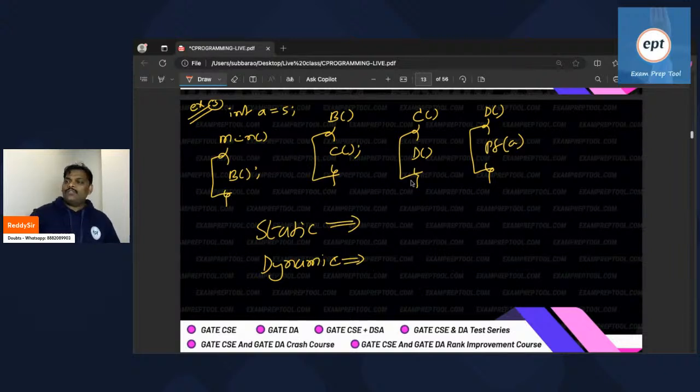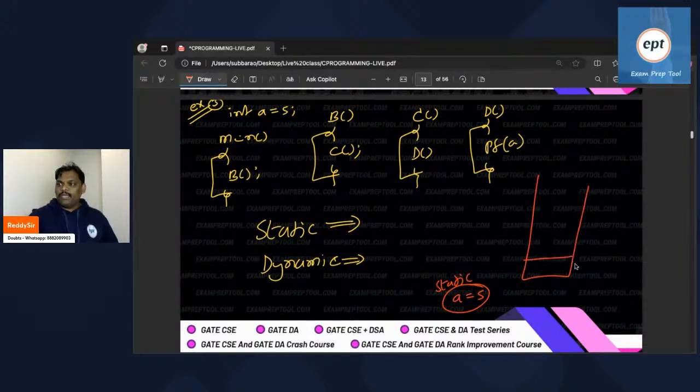So as usual, you can start here. Let me try this one. Static area, 5 will be there. Right now, take the stack. First main will be pushed. In main, no local. So main will call B. B will call C. C will call D. So I am at D now.